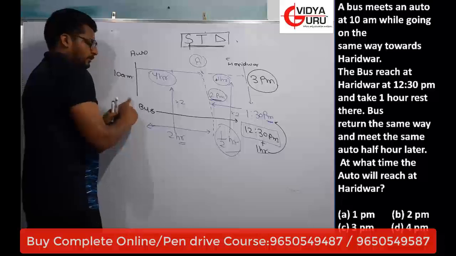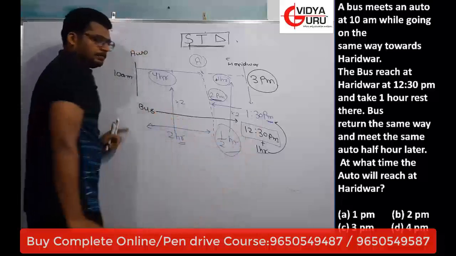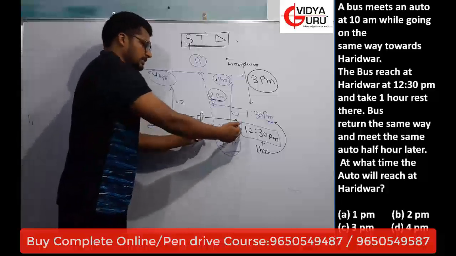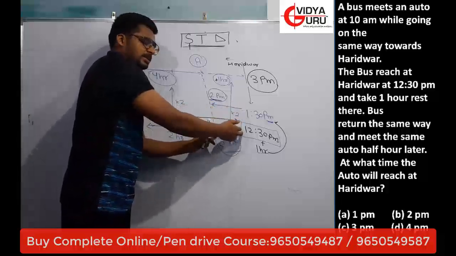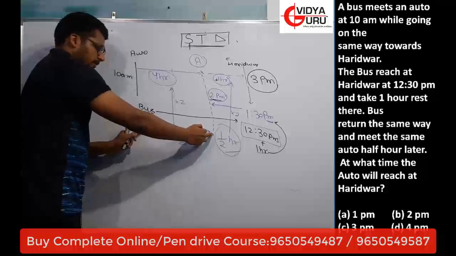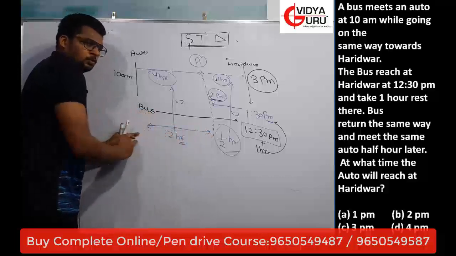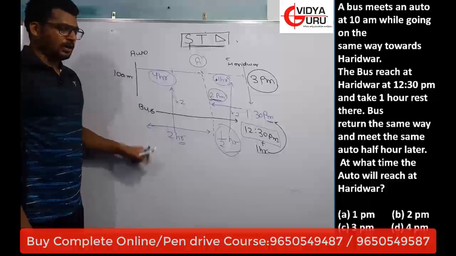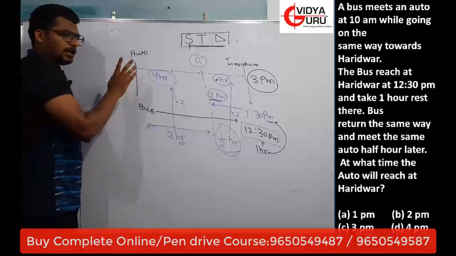It started moving at 10 a.m. and reached at 12:30 p.m. So bus takes 2.5 hours. This distance is covered by bus in half hour, because the question is given. Then this distance is covered by bus in 2 hours. Now this distance bus covers in 2 hours, but this distance is covered by auto in how many hours?